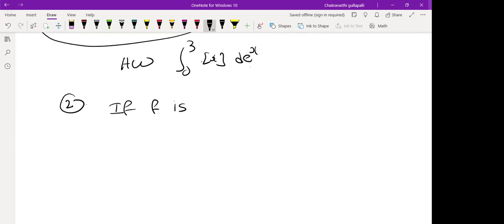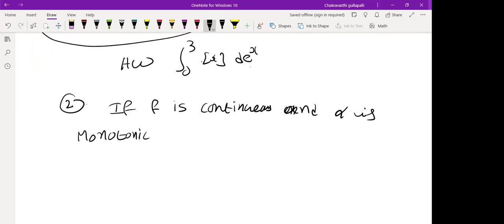Remember, F is continuous on [a, b], and alpha is monotonic. Earlier we had alpha dash existing, but now only alpha is monotonic. No information about alpha dash. That means alpha may not be differentiable.